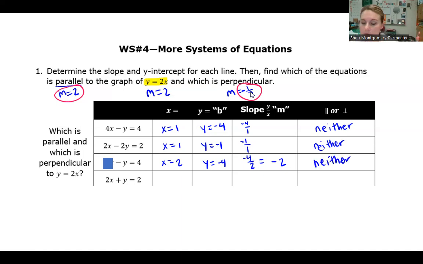So we did 3 of these together. You only have 2 more. So I'm going to give you 2 minutes to see if you can finish up the last 2. Probably since everything has been neither, probably the last 2 are either parallel or perpendicular.